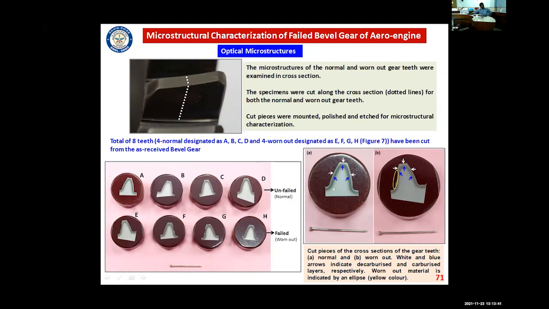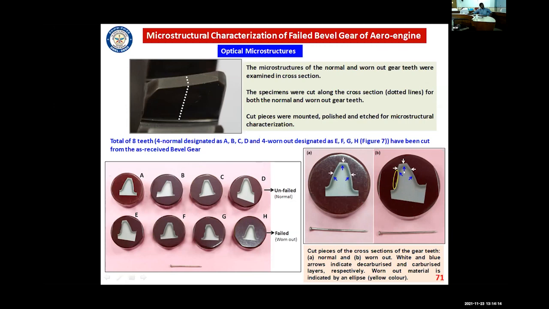You can see this one is the normal tooth, where you can see that it is dark. As I mentioned earlier, these teeth were carburized, so you can see the carburizing. Before that, you can see it does not look dark. That means it is not carburized, or even though it might have been carburized, during the heat treatment the carbon might have been removed from the surface. Because of this you are seeing that it is not dark.